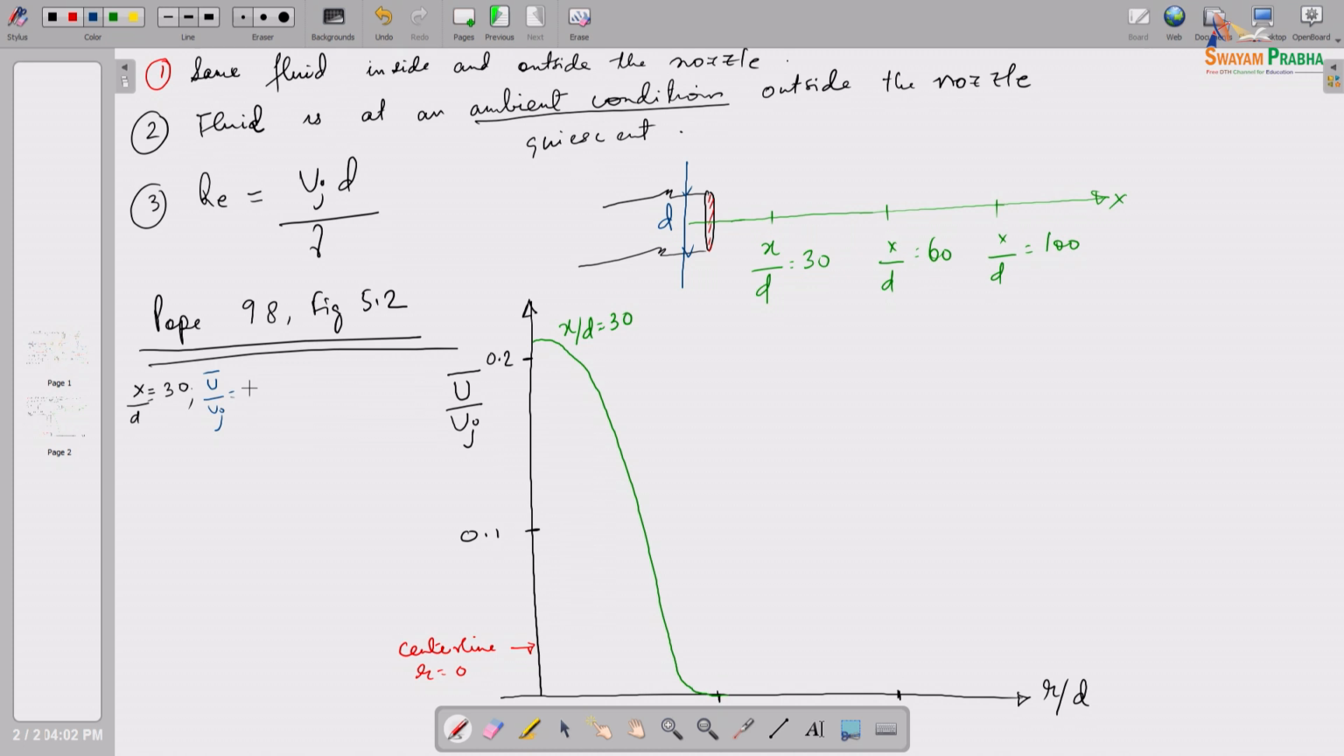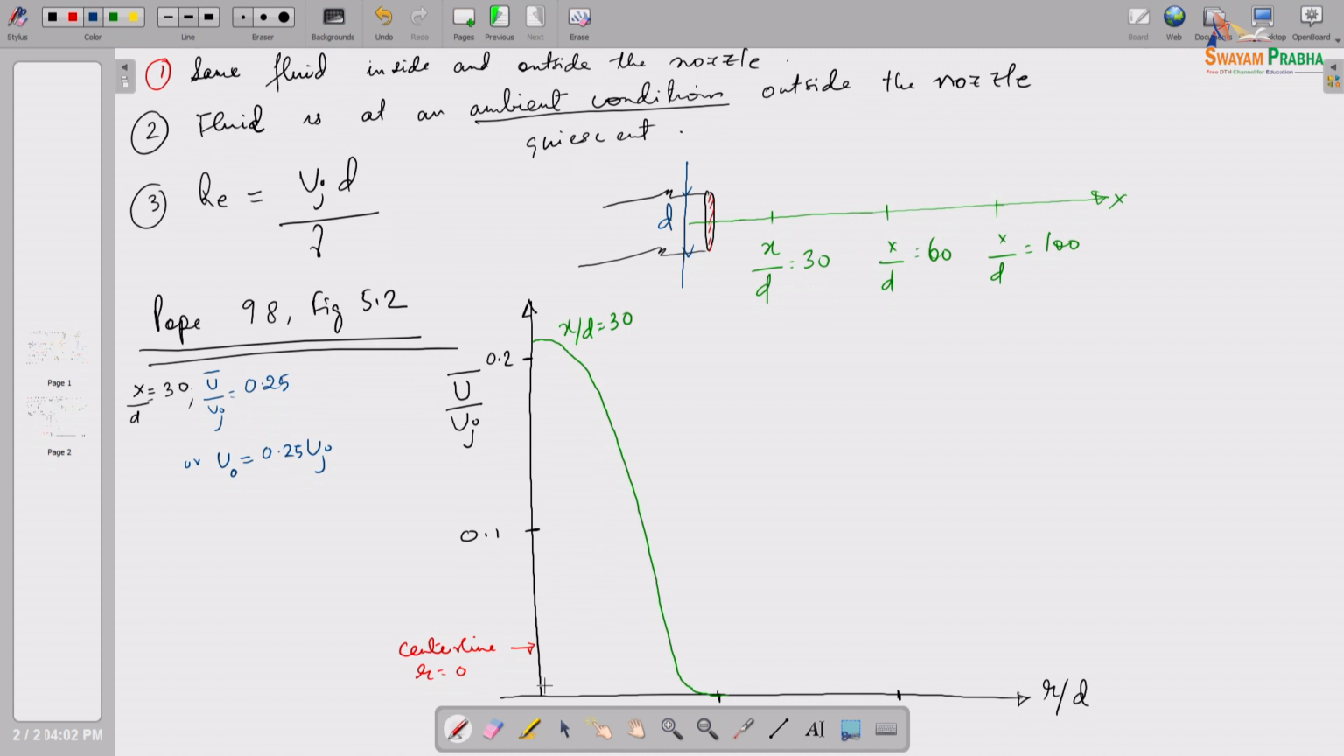Is equal to say 0.25, or you can say that this one is a center line. So, this is actually u mean, right. This is actually a center line velocity. So, I can write this as u mean, which is equal to 0.25 uj. Makes sense? This is 0.25 uj. Okay. And so that's that.